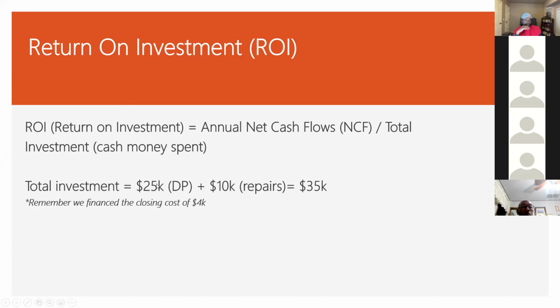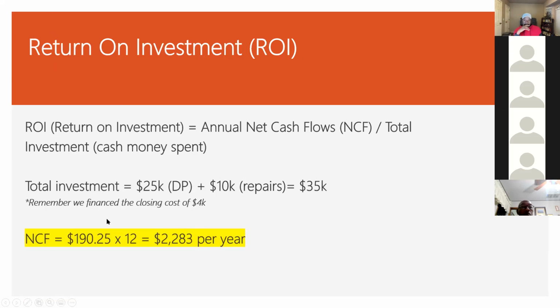In this particular case, our total investment, we had $25,000 as our down payment. Remember, the bank loaned us 75%, so we had to put down 25%. We also had to pay for the repairs because the banks won't finance the repairs. So I got $35,000 in the game on this particular property, right? And also remember that we're financing the closing costs inside of the loan also. So the only money I got out of my pocket is $35K right now.